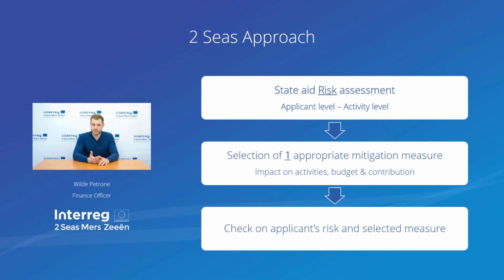In terms of budget line, some measures, you will see later on the video, only relate to some budget line, and in terms of contribution, meaning that if you receive state aid, you can only complement your budget with private sources and own funds. Finally, and that goes for after the application stage, we, as the program and the program member state, will check your risk appreciation and the selected measure.